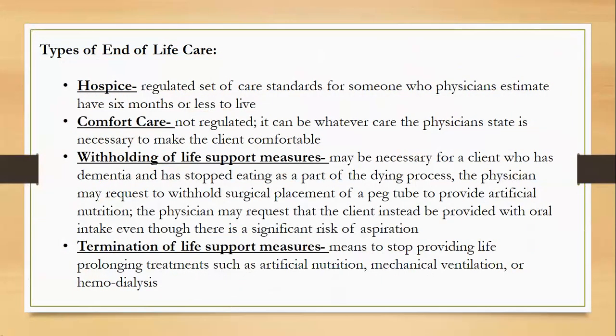An end-of-life care request is necessary to provide appropriate end-of-life care to an individual who has an irreversible terminal condition, is permanently unconscious, or has a combination of medical factors that make death imminent based on reasonable medical judgment. Types of end-of-life care include hospice, which is a regulated set of care standards for someone who physicians estimate to have 6 months or less to live. This is appropriate for a client who has a cancer diagnosis that has spread to the brain.